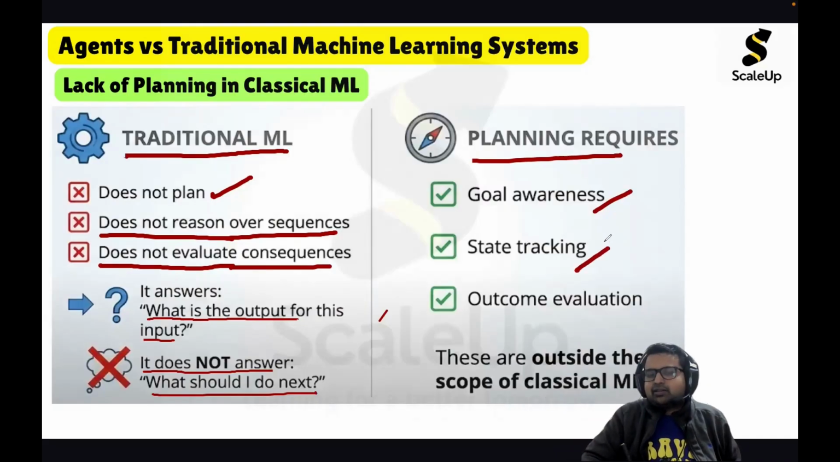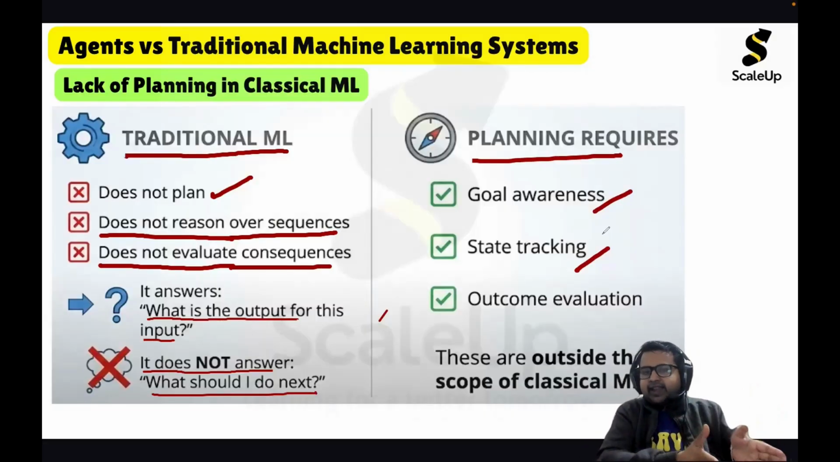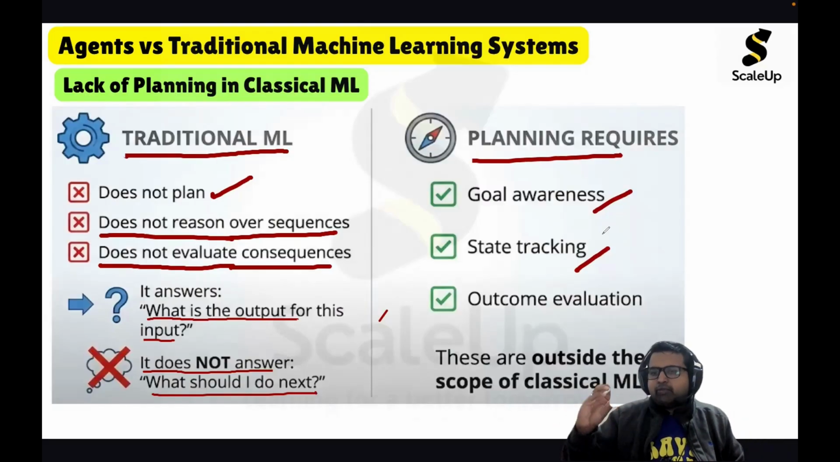State tracking. Planning requires state tracking. What is state tracking? Based on the current state, the current scenario, I made an action plan, I performed some actions, and I assess the outcomes. And based on that, I make a new plan or I revise the plan. So I have to store the state, the previous outcomes somewhere, so that I can refer to it in revising the plan, in re-strategizing.